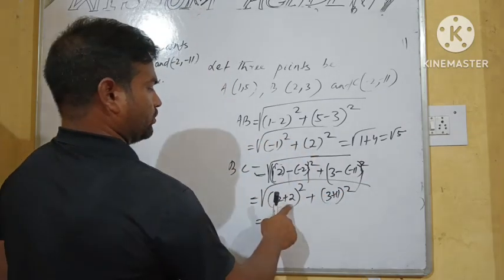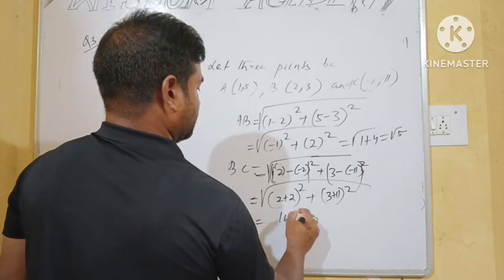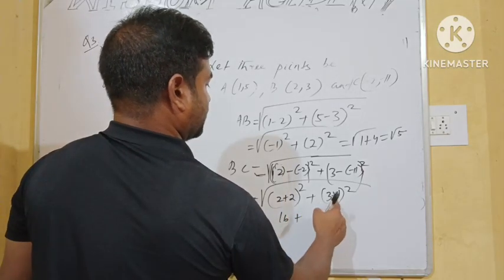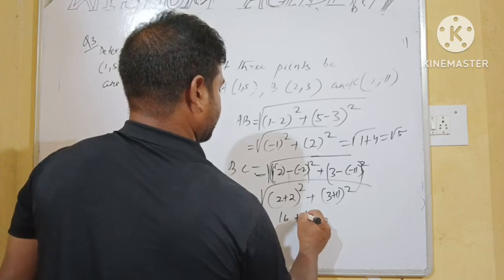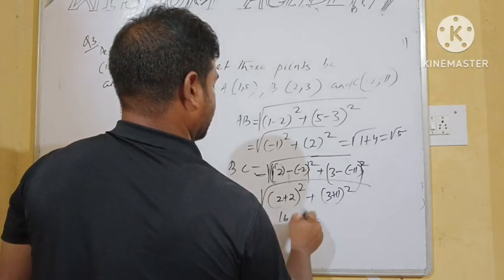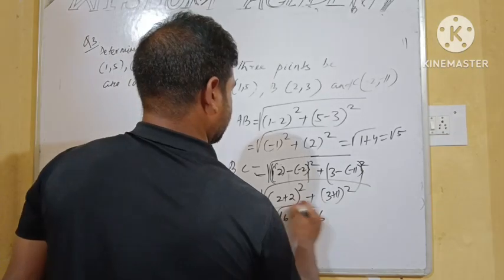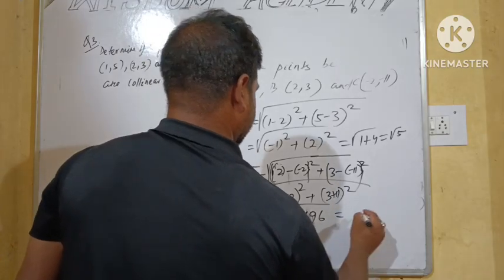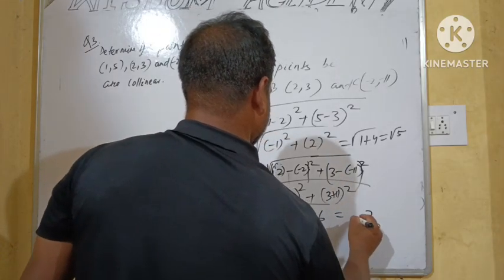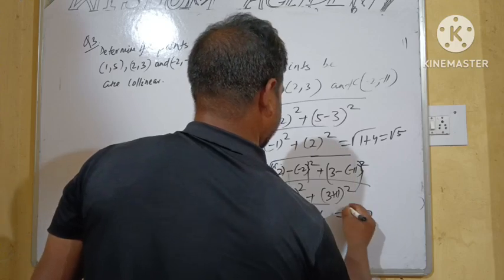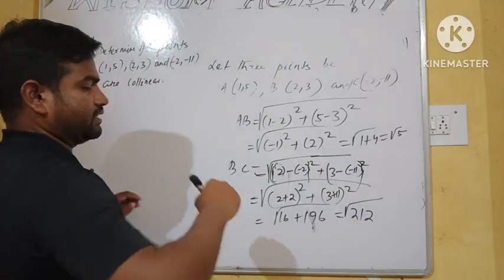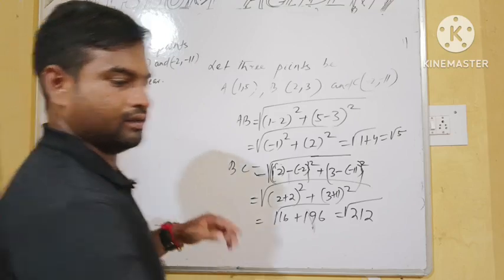Then 4 squared is 16, plus 3 plus 11 is 14, 14 squared means 196, right? 196 plus 16 is 212. So BC is the square root of 212.